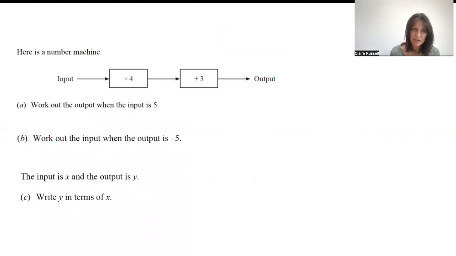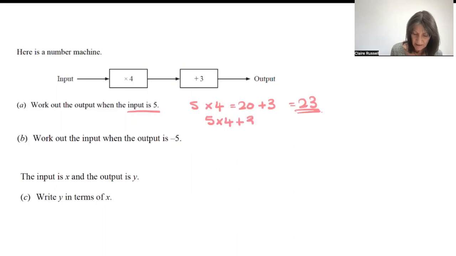Okay, so we've got a function machine. Work out the output when the input is 5. So if the input is 5, 5 is going in, getting multiplied by 4. 5 times 4 is 20, and then you add the 3, which is 23. Now, this is the important thing here. If you grab your calculator and you do 5 times 4 plus 3, no, actually, I'm making this up. All right, for this particular one, it won't happen.